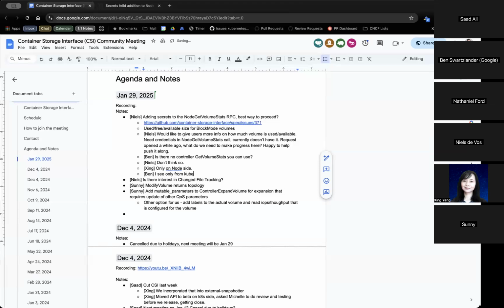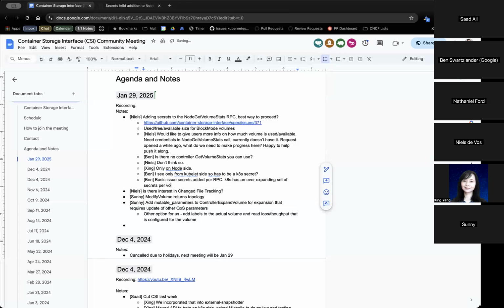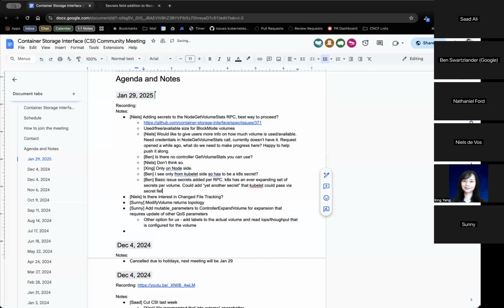Okay. Yeah, so the basic issue here is that as we've designed CSI, we add secrets on a per RPC basis. And then the way that's handled on the Kubernetes side is that we have this ever proliferating set of secrets per volume, which is getting ridiculous at this point. The obvious answer to solve the specific problem is, just add yet another secret that kubelet can pass to this API through some secrets field. The problem is that this approach clearly isn't scaling, having a secret per RPC.